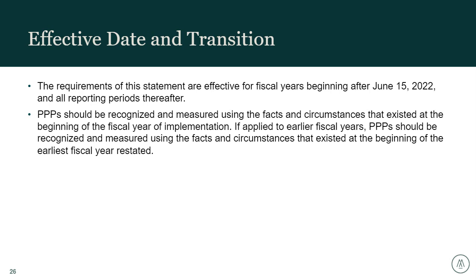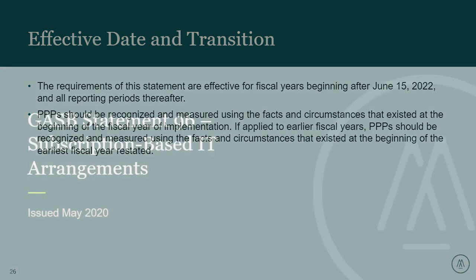So we're about 3 weeks past there. If implementation is applied to any earlier fiscal year, the PPPs should be recognized and measured using the facts and circumstances that existed at the earliest fiscal year restated. I don't know that at this point in time that's going to be applicable. We're probably looking at implementation because we're just past June 30, 2023. So that's Statement 94, and I'm going to turn it back to Ashley to talk about Statement 96.